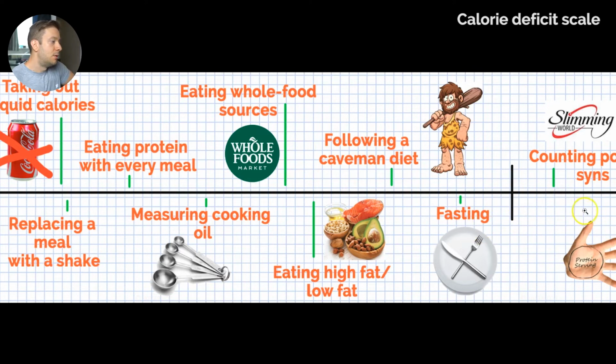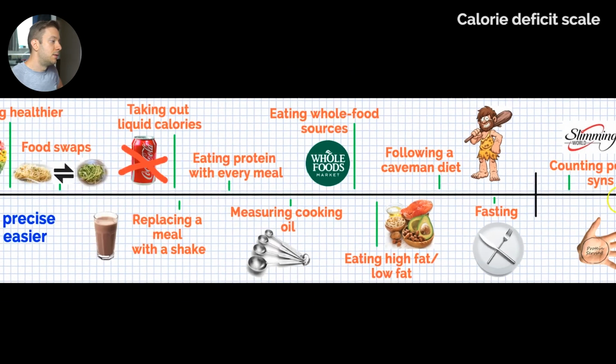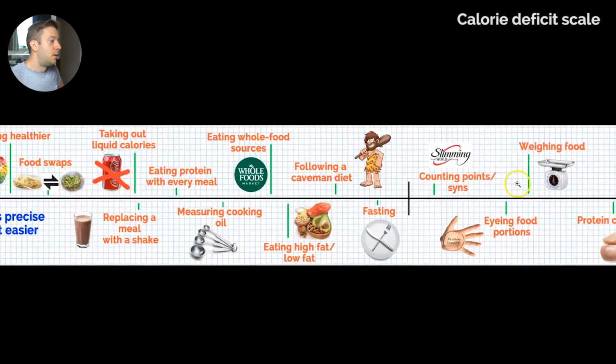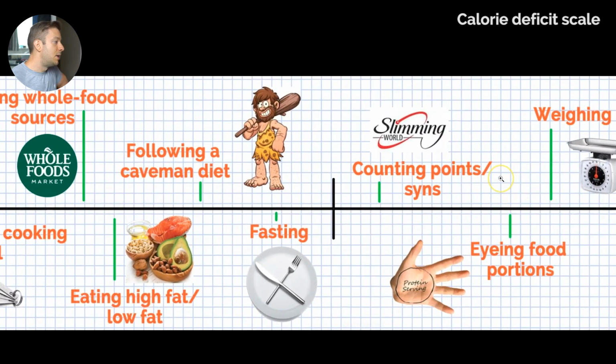Now moving across the middle, we go into counting a few things. You might get common diets like Slimming World or Weight Watchers where you count points and syns. This kind of starts to count things, like I said, so you know how much you're eating a bit more.